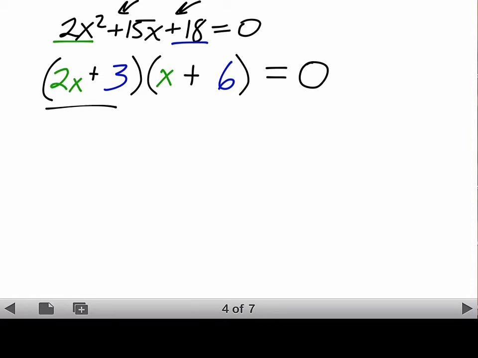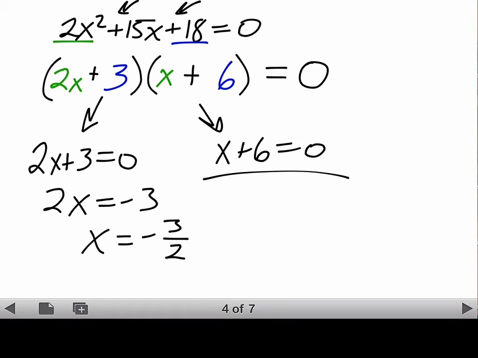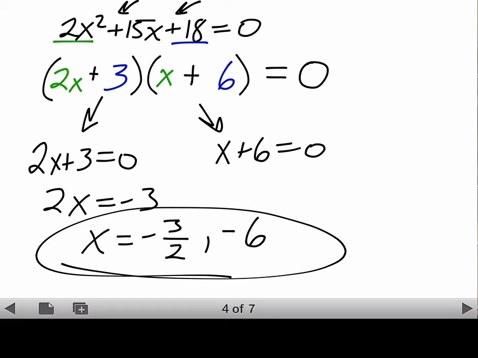Here I have two things multiplying together to give me 0. That means that either the first one, 2x plus 3, is equal to 0, or the second one, x plus 6, is equal to 0. Solving as before gives us 2x equals negative 3. Dividing by 2 gives me x equals negative 3 halves. And then for the second one, the x plus 6 equals 0. Subtracting 6 from both sides gives me x equals negative 6. So I'll write those two solutions separated by a comma.